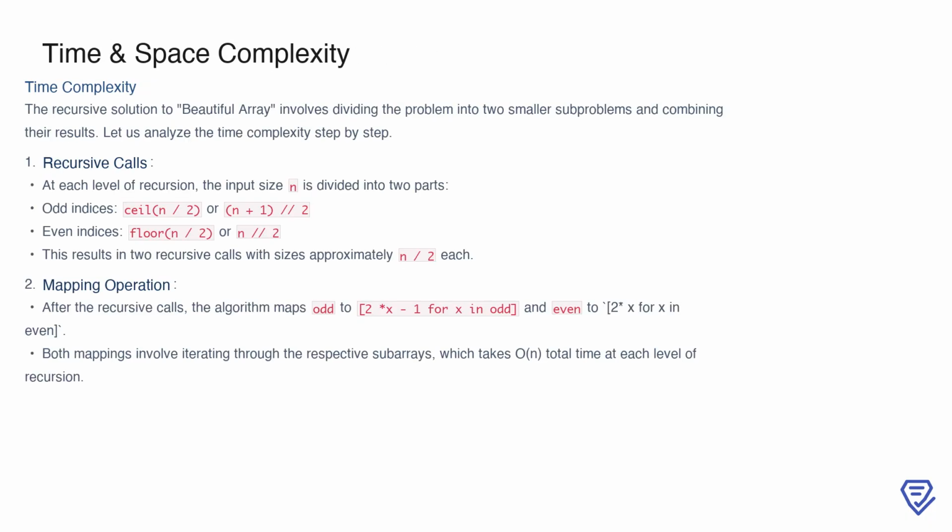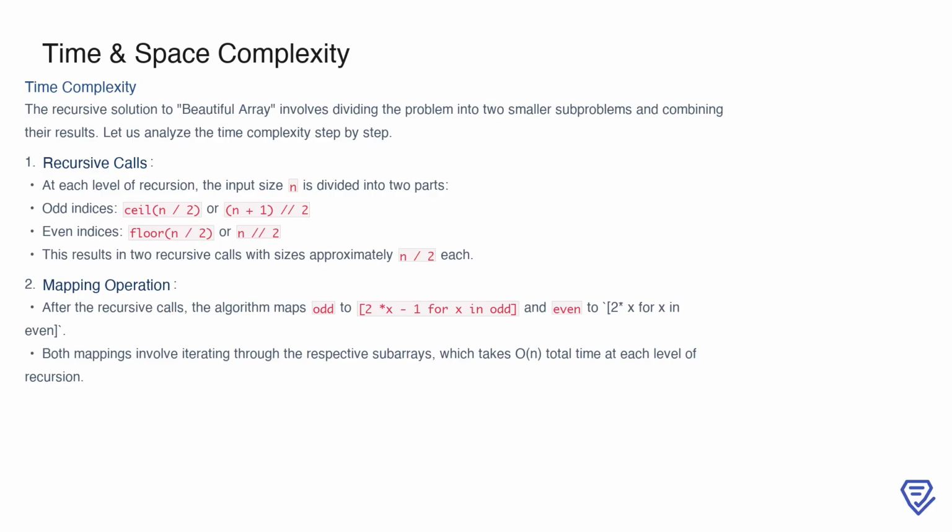To analyze the time complexity of the solution, we start by considering how the problem is approached recursively. At each level of recursion, the input array is split into two parts, one containing elements at odd indices and the other with elements at even indices. The sizes of these subarrays are approximately n/2. These two smaller arrays are then processed recursively. After the recursive calls, the algorithm maps the odd elements to a new array using the transformation 2*x-1 and the even elements using 2*x. This mapping step requires iterating over the respective subarrays, resulting in O(n) time for this operation at each level of recursion.